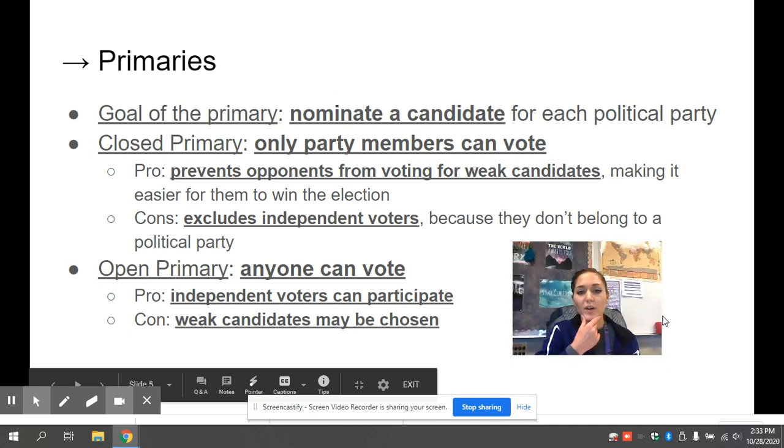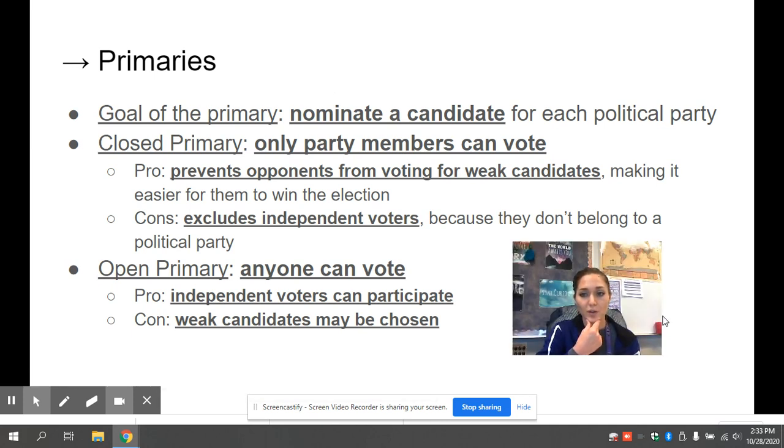The goal of the primary is to nominate a candidate for each political party. So, Democrats and Republicans have almost a convention where they get together and out of all of the candidates who want to run for president for that party, they choose just one. There are two different types of primaries that your state can have. They could have a closed primary, which means only party members can vote.